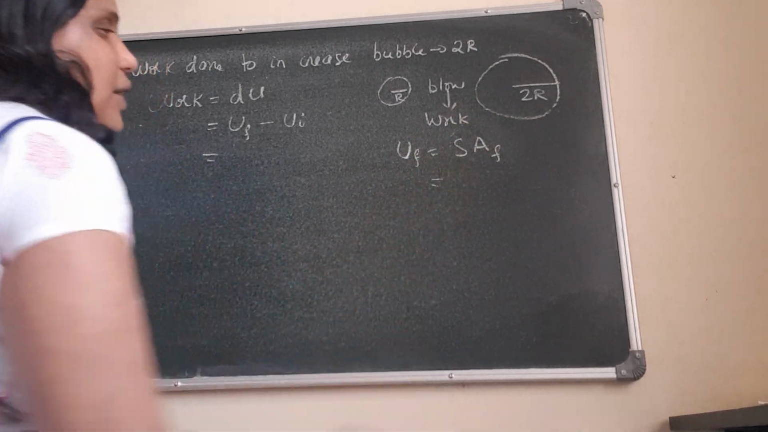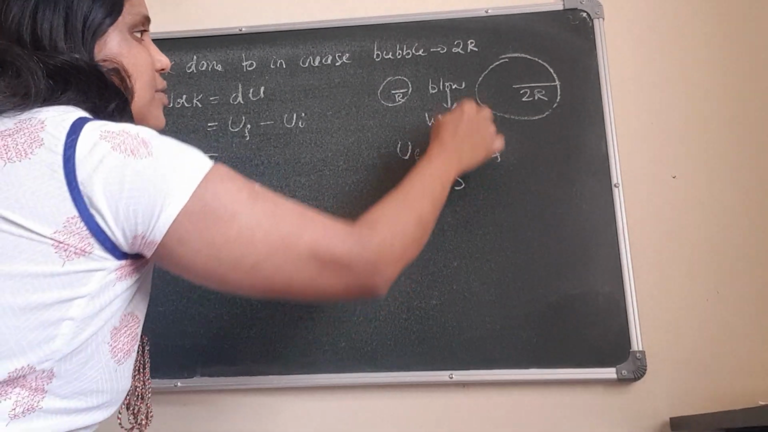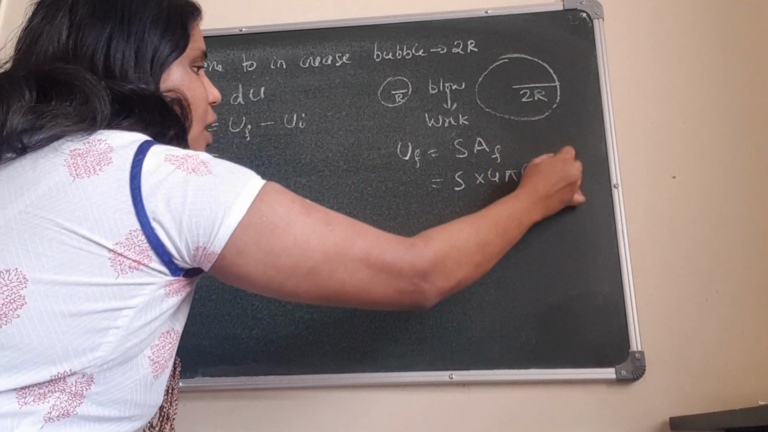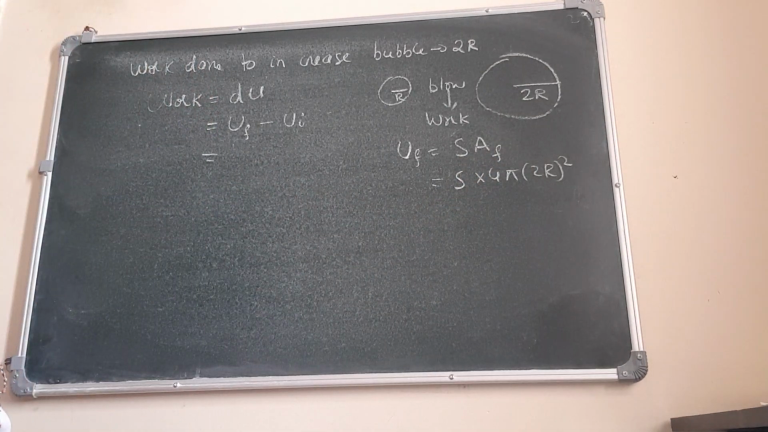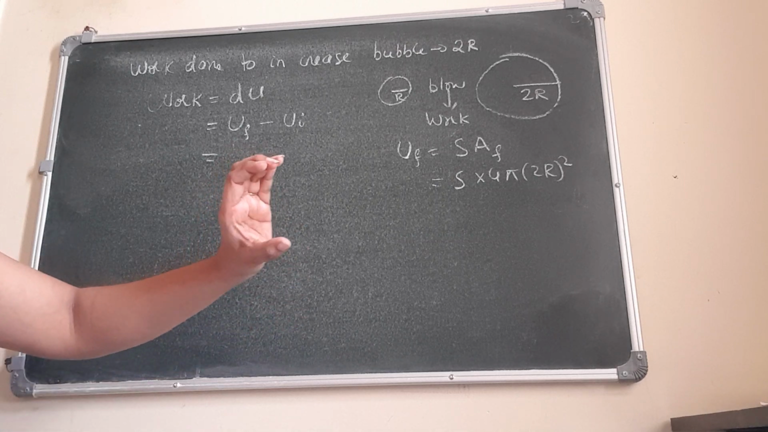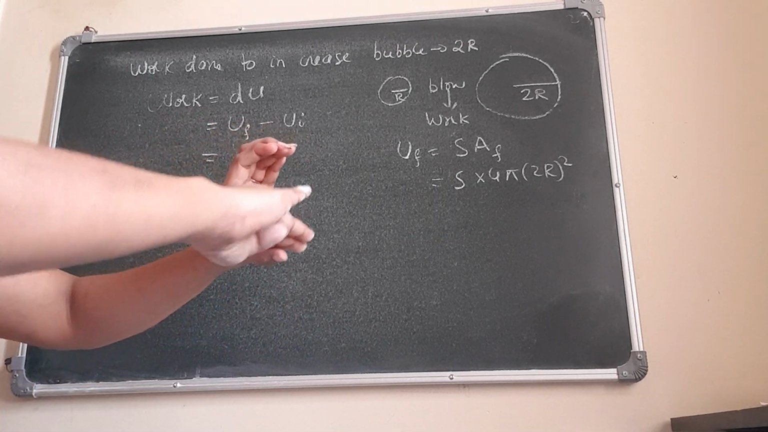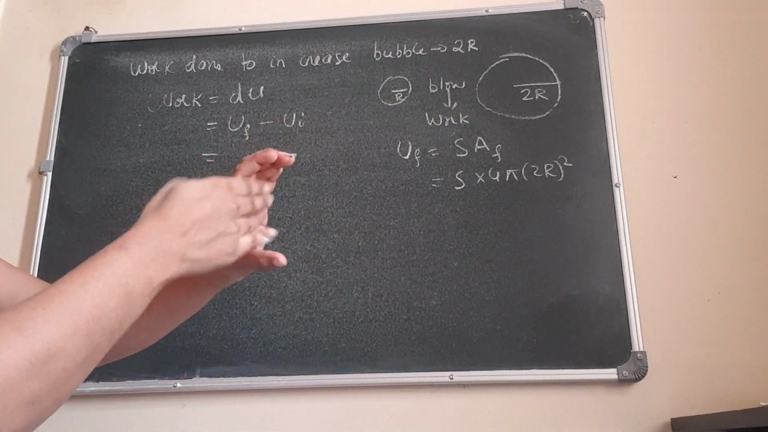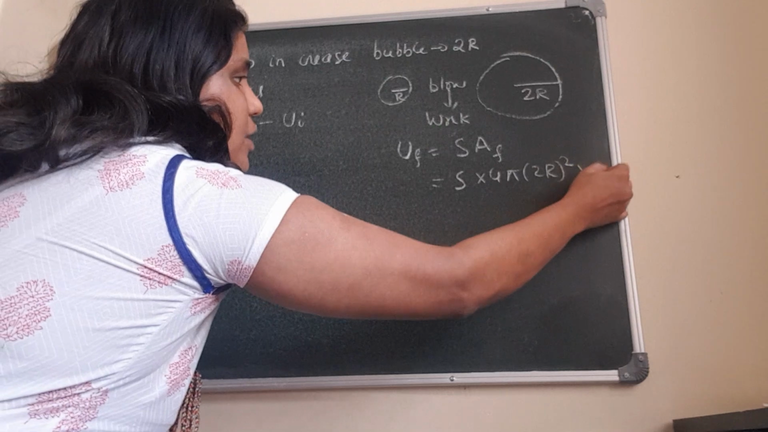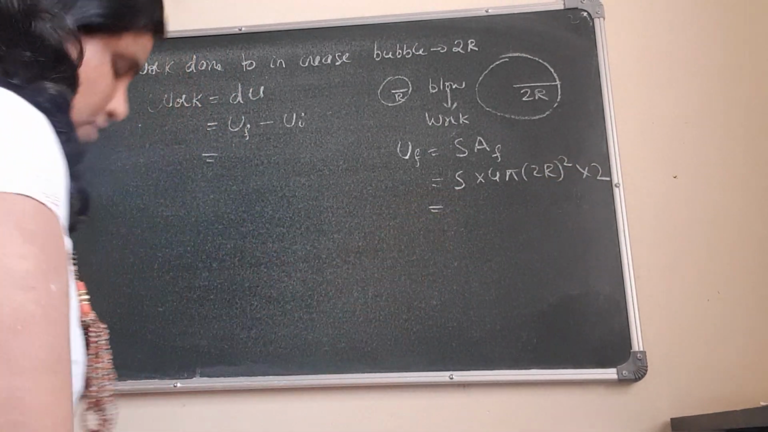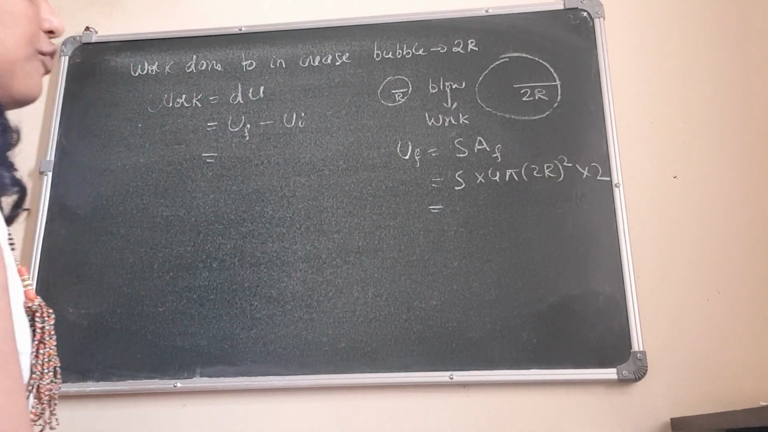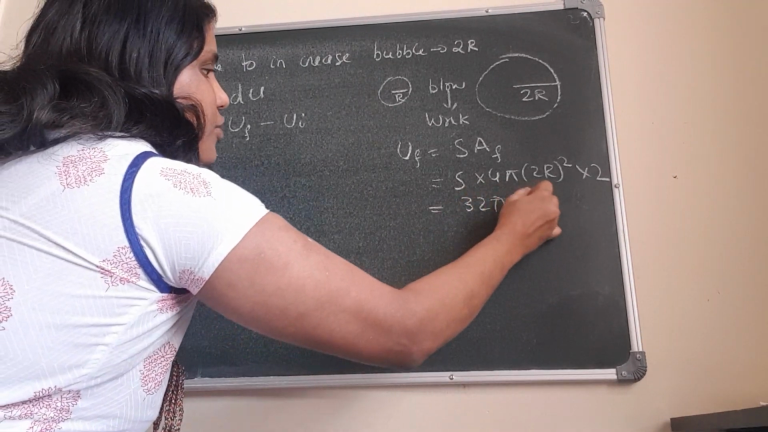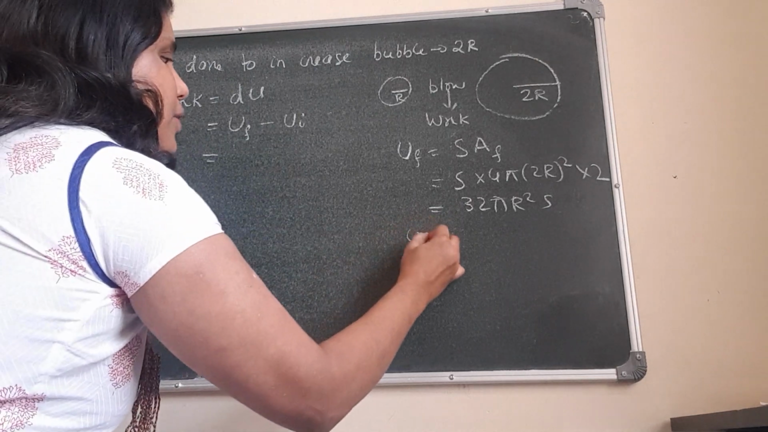This will be area final. What will be area final? This is the area of a sphere, so it is 4 pi (2r) square. But remember, I told you even if you consider a sphere, it has got two surfaces, one external and one internal. That's why I need to multiply by 2 here. So this is going to be 32 pi r square into S.